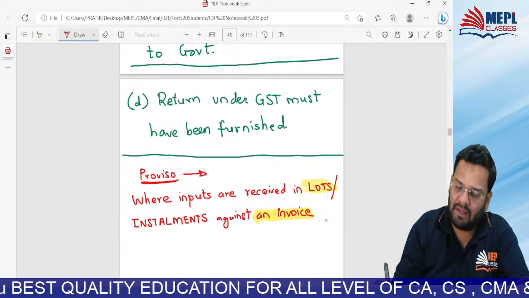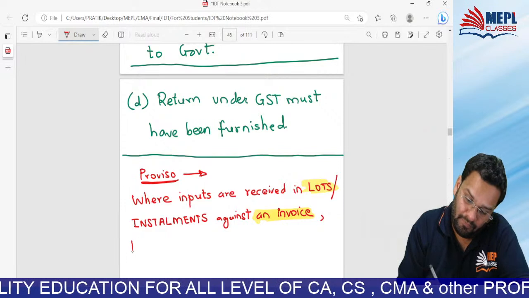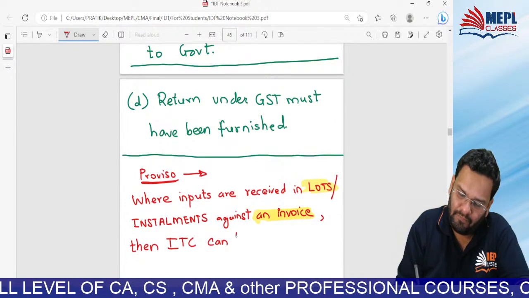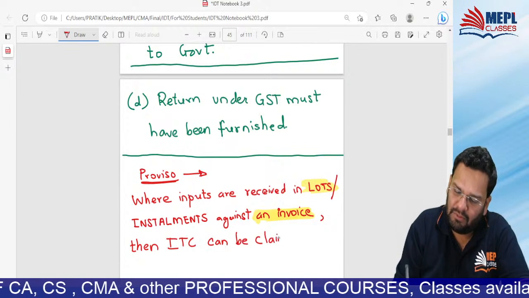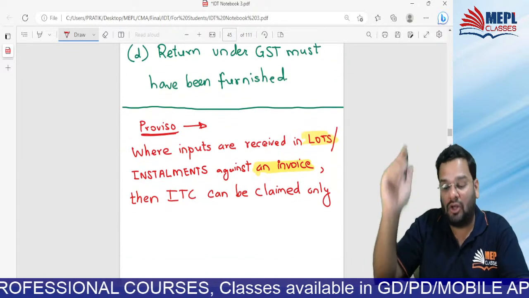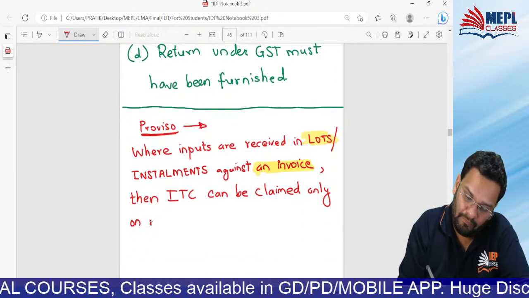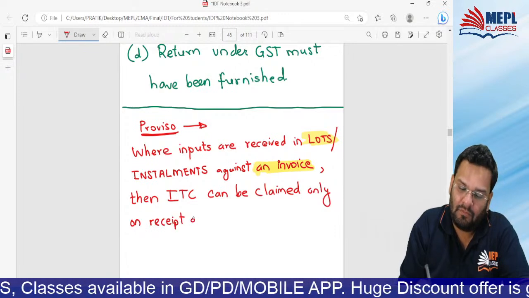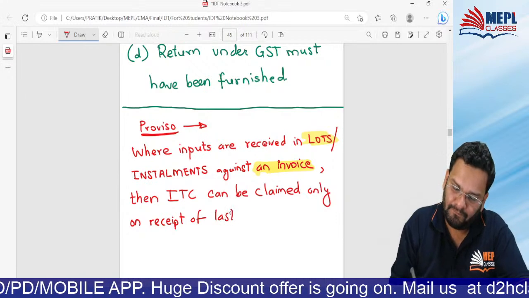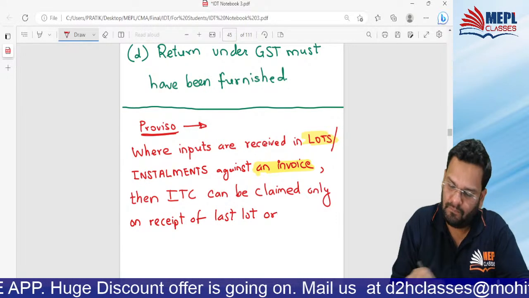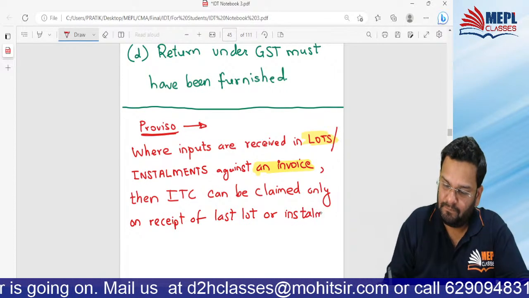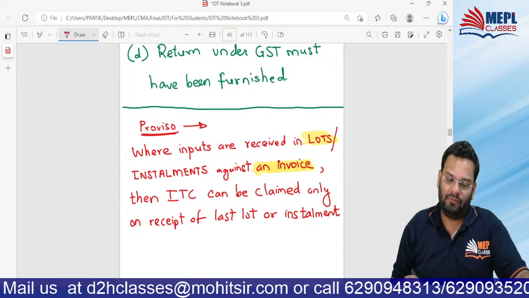Then ITC can be claimed only on receipt of the last lot or installment. Is it clear to all of you?